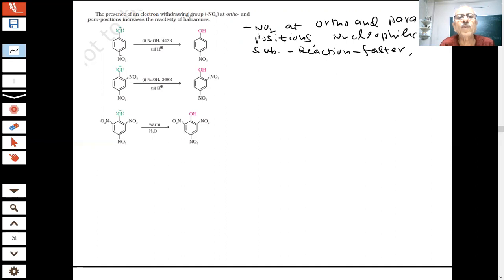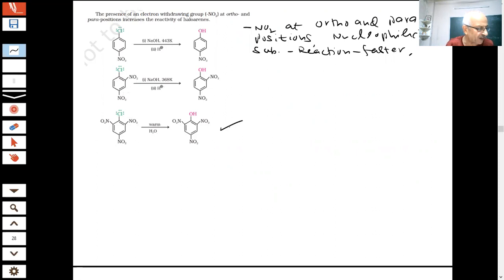Here, with one nitro group at para position, the temperature is lower. Pressure we have not mentioned. Two nitro groups, this is ortho and this is para. You know, ortho and para. Temperature is still lower. And if I put three nitro groups at ortho and para, just warm with water and the reaction takes place, students. So attachment of nitro groups at ortho and para positions makes the reaction faster.